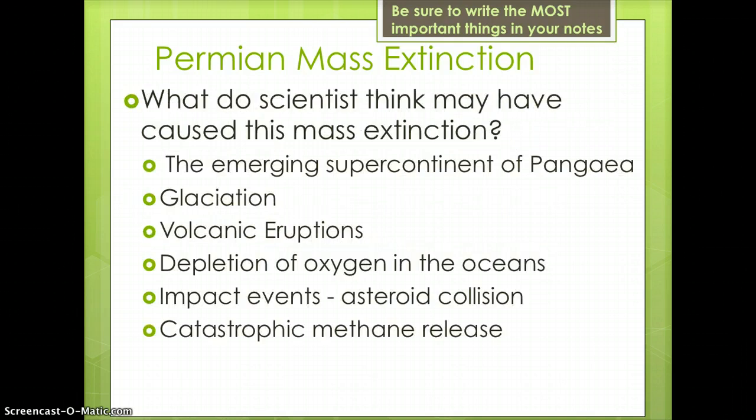There are multiple possible causes for the Permian mass extinction. Some scientists think that the emerging supercontinent of Pangaea presented severe extreme climate and environment due to its vast size. As the globe warmed up and the ice retreated, many areas of Pangaea became very dry.